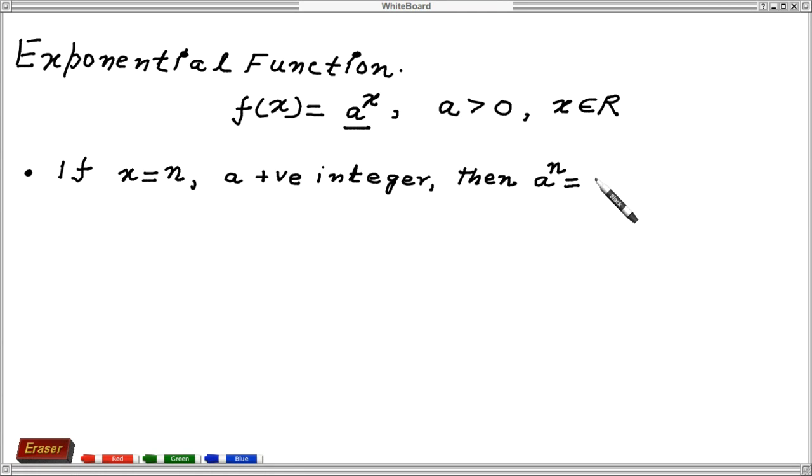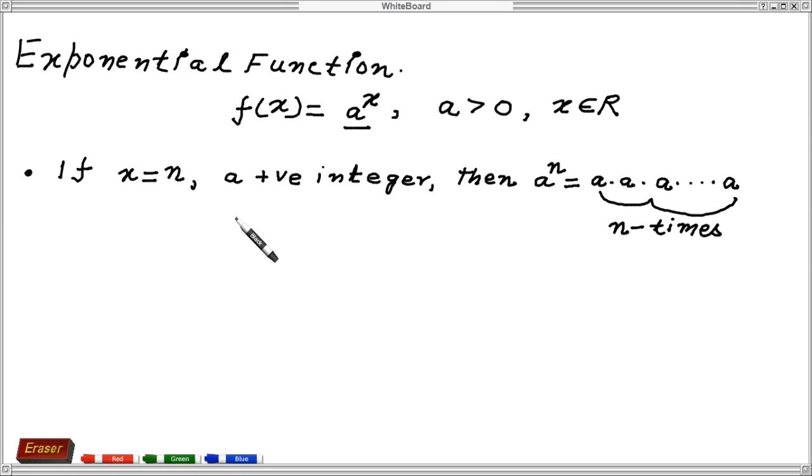yani a darb a darb a, n times. From here to here, how many times? N times. A darb a darb a darb a darb a. How many times? N times.